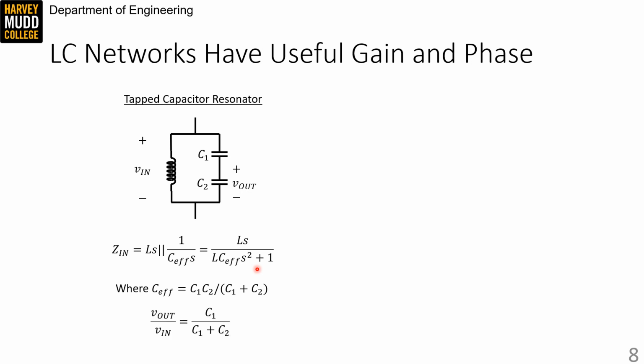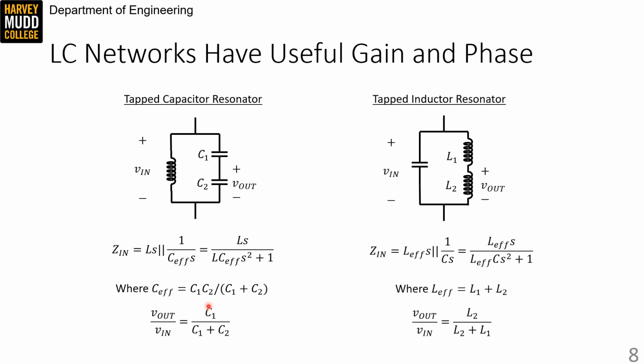There's also a gain in this network between V in and V out. The ratio is given by a capacitive divider. And remember that capacitive dividers have C1 on the top when you care about the voltage on C2, as seen here. There's a natural dual of these tapped capacitor networks called tapped inductor networks. These are particularly easy to build because you can just grab some wires in the middle of a wound inductor to make the V out port.